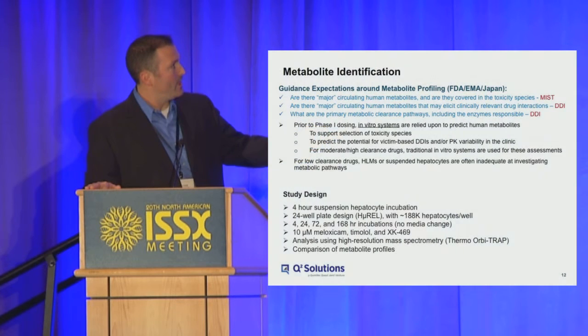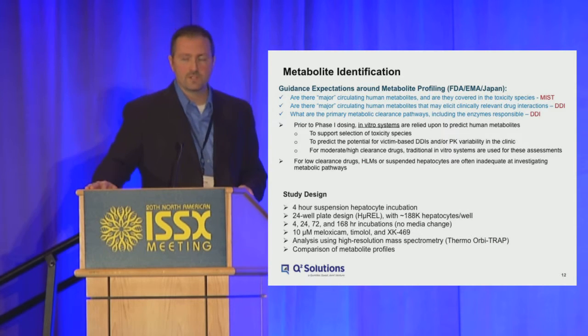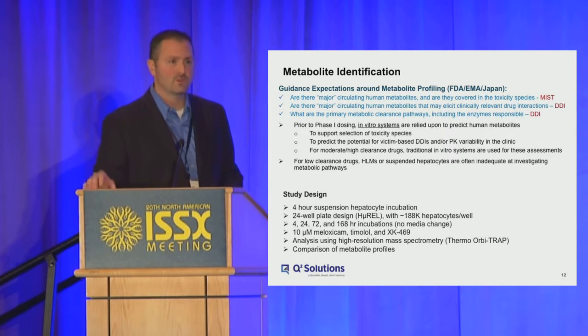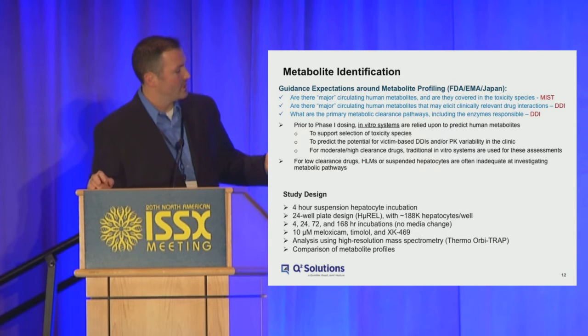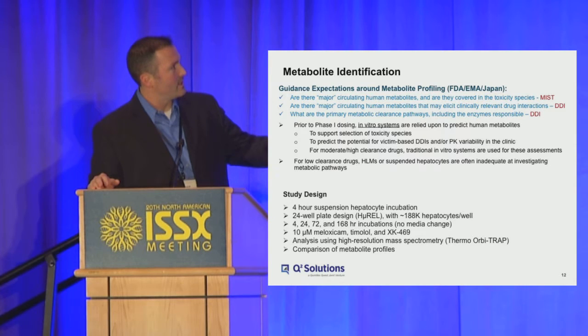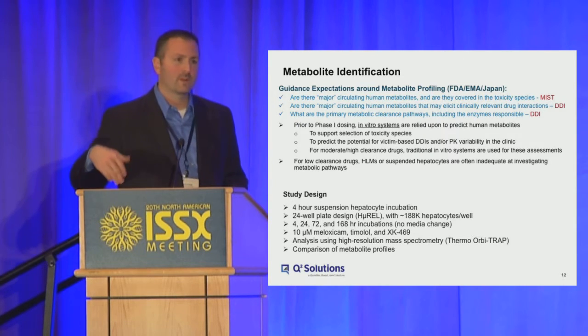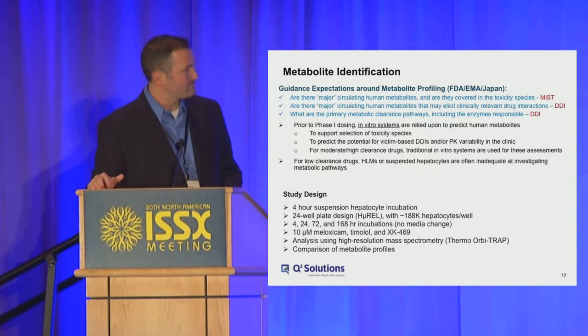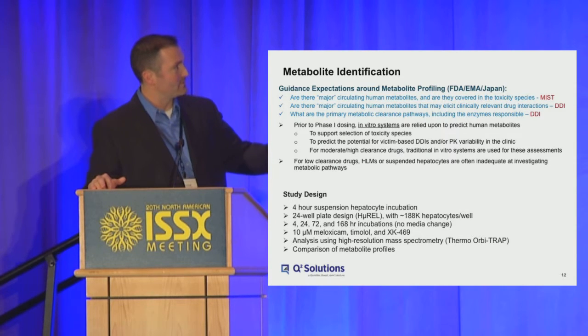Most folks in this audience realize the importance of metabolite ID. The guidance expects that we essentially assign and show what the major metabolites circulating are from a metabolites and safety testing standpoint. You want to make sure that your tox species generate these metabolites to sufficient levels so you have safety coverage. We also want to know what the major circulating metabolites are that may cause drug-drug interactions, may be pharmacologically active, so this is obviously important. And we also want to be able to show what enzymes might be involved in generating these metabolites.